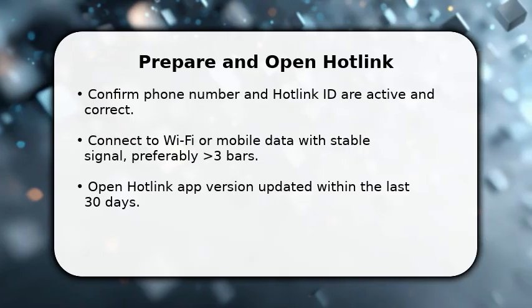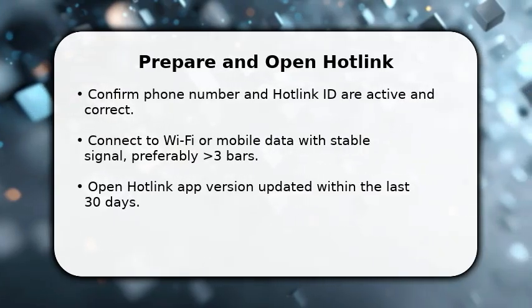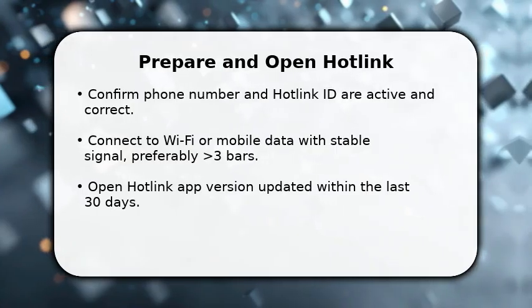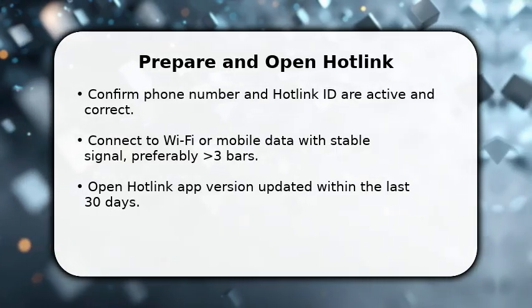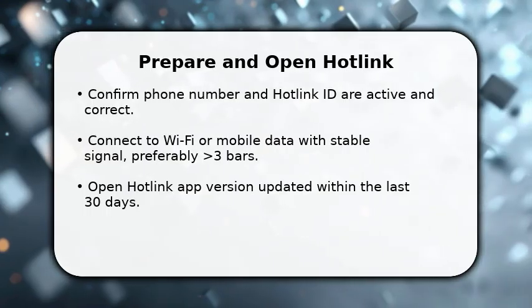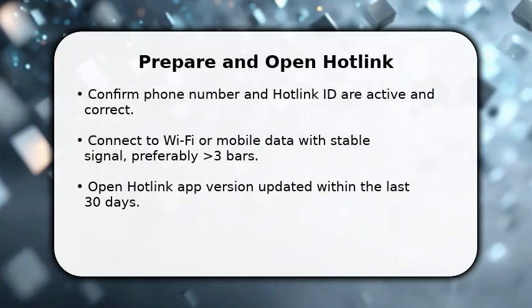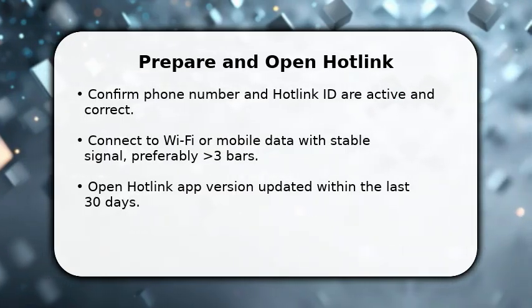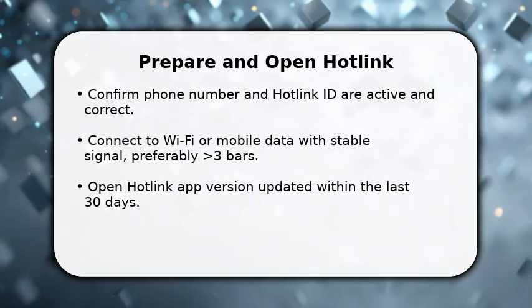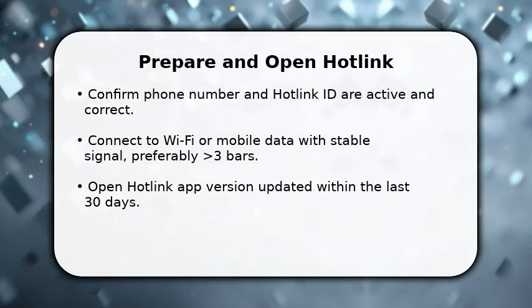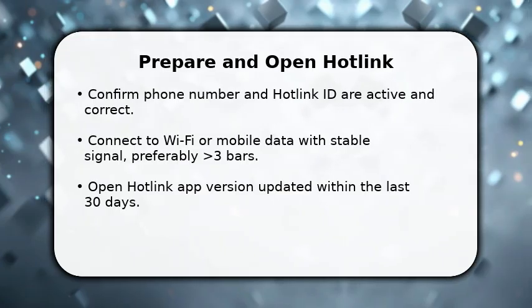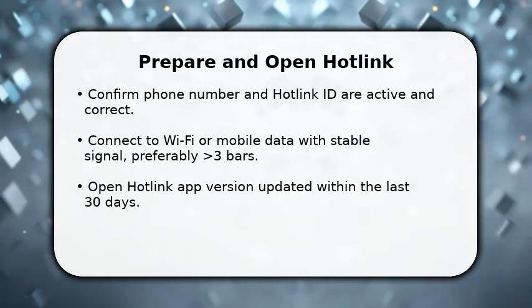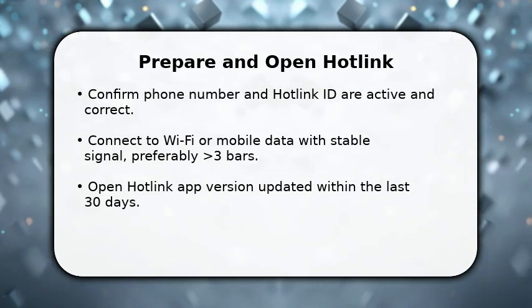You start by confirming your Hotlink account details and connection. Make sure your phone number and Hotlink ID match what you expect. This avoids verification delays. Once done, connect to a reliable network, Wi-Fi or mobile data with a steady signal, because unstable links cause timeouts. Then open the Hotlink app that is already updated. Outdated versions may hide controls or block logins. Now tap Sign In and move on to the credential entry phase with confidence and a good connection.